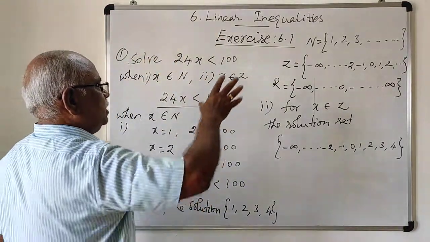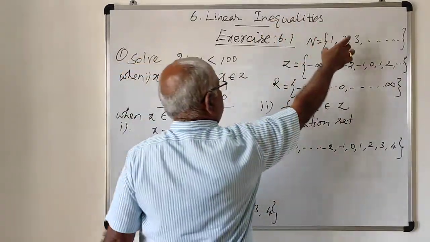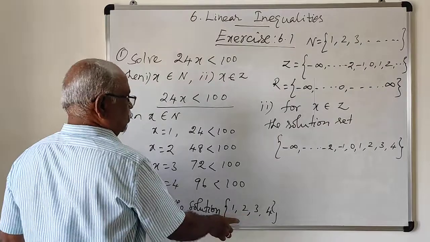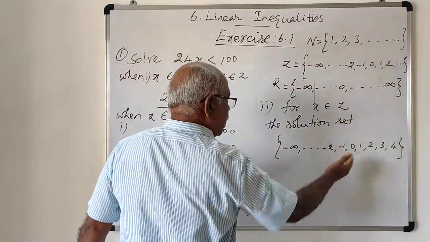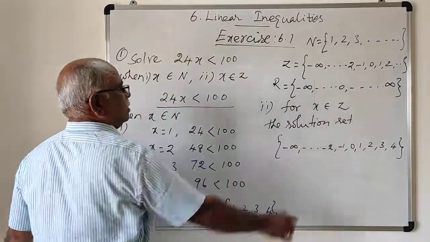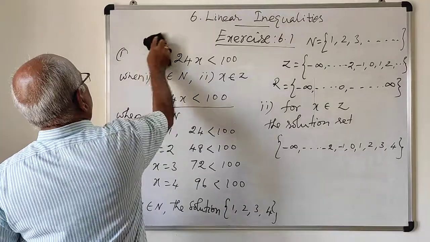Remember, the solution depends on the nature of the set. If the set is the natural numbers, the solution is up to 4. If the set is the integers, it is those 4 elements and, apart from that, all the negative numbers. That is our solution for x belongs to Z. That's all. Next, second problem.